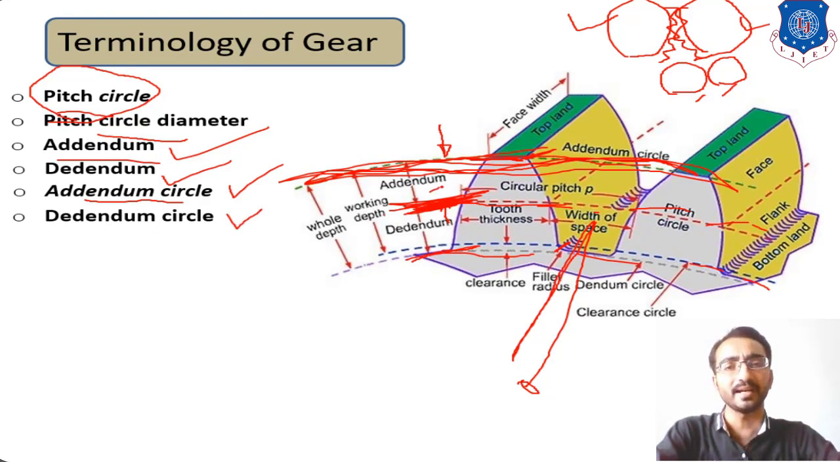Okay, so this addendum and dedendum distance are always slightly different, and this difference is required for proper meshing of the gear teeth. Next one, that is circular pitch.